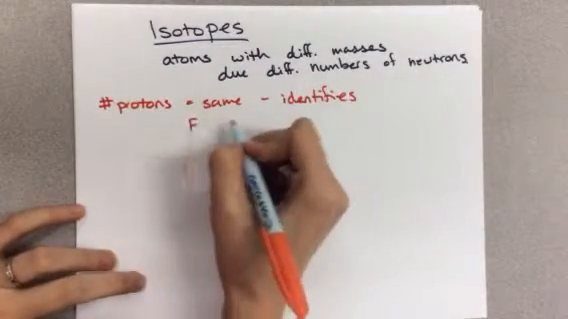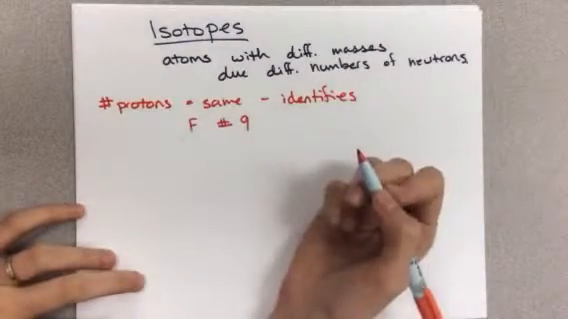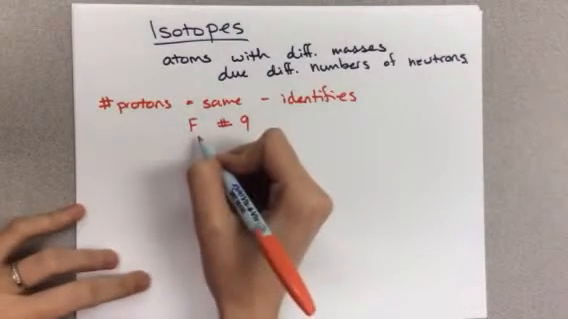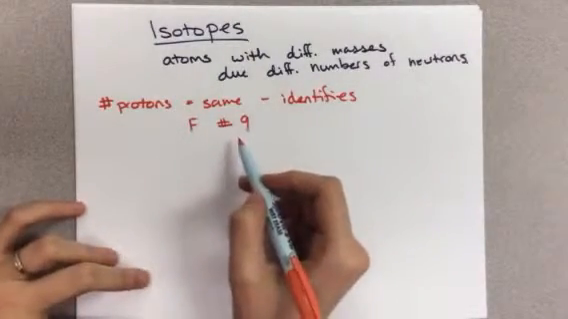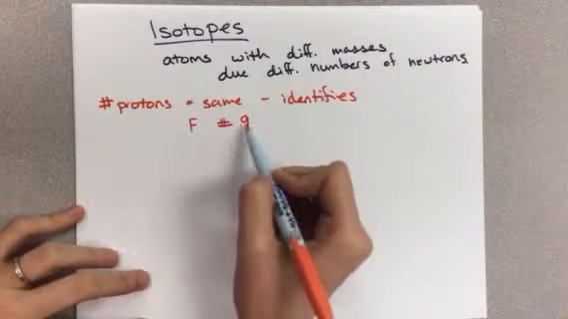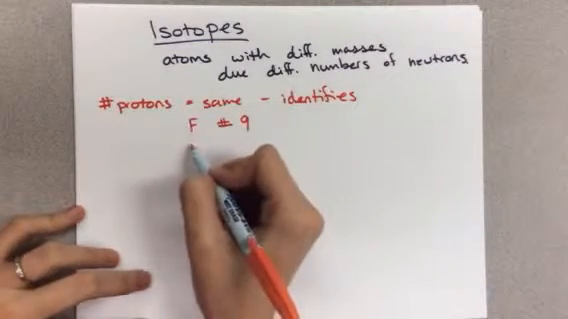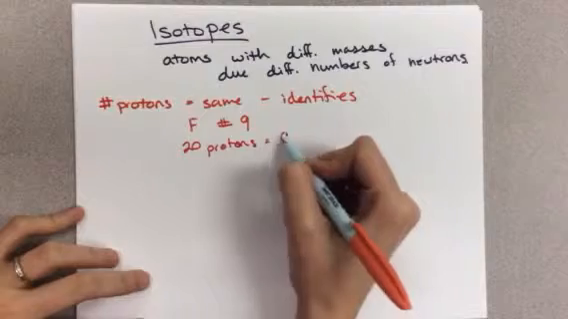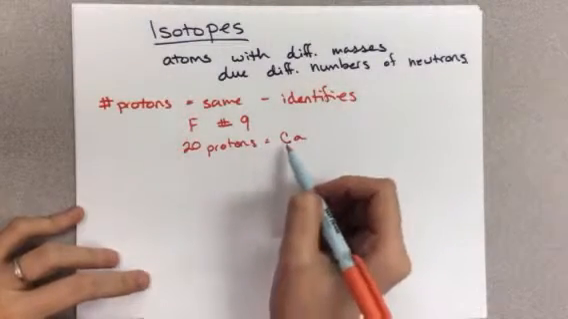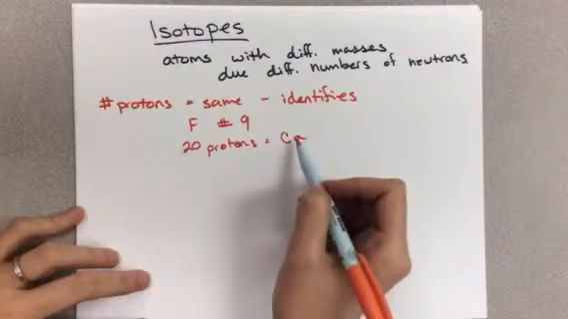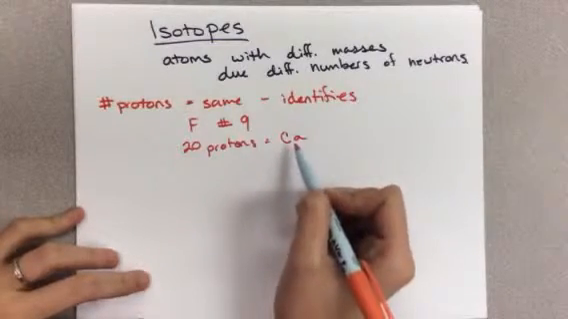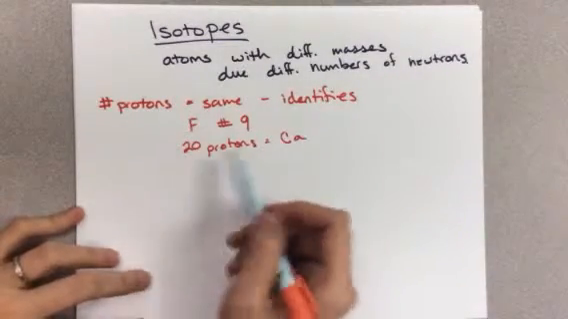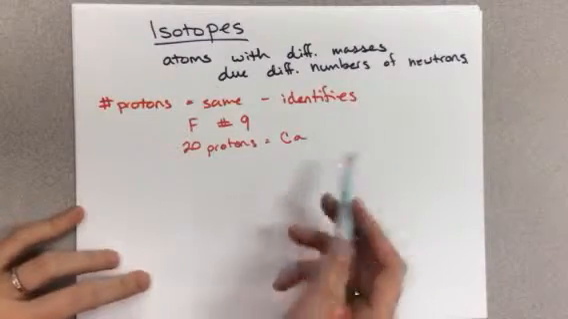So if you have fluorine, which is number 9, any atom that has 9 protons will be fluorine, no matter what. It doesn't matter how many neutrons, it doesn't matter how many electrons. If it has 9 protons, it is fluorine. If it has 20 protons, it is calcium, no matter what. Calcium can have different charges based on the different number of electrons, and it can have different isotopes based on different number of neutrons. However, it will always have 20 protons.